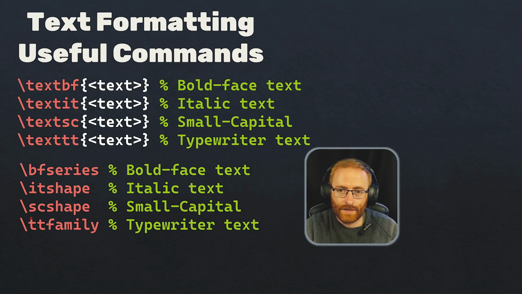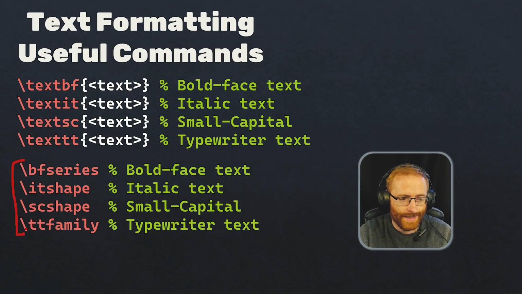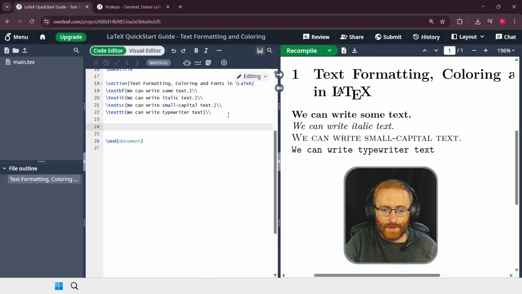Now, as well as the text formatting commands, there are also the text switching commands, which you can see here, which are bfseries to write boldface text. Then we have itshape for italic text, scshape for small capital, and ttfamily for typewriter text. Now, how those commands work is a little bit different.